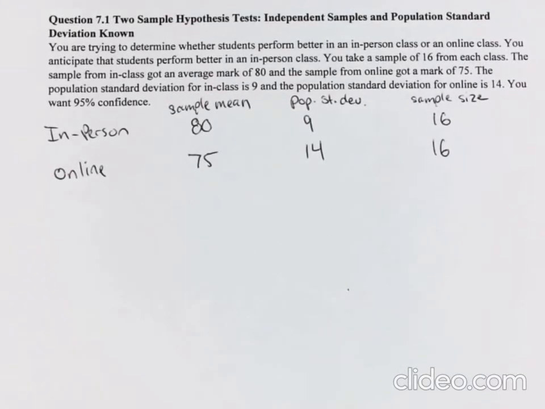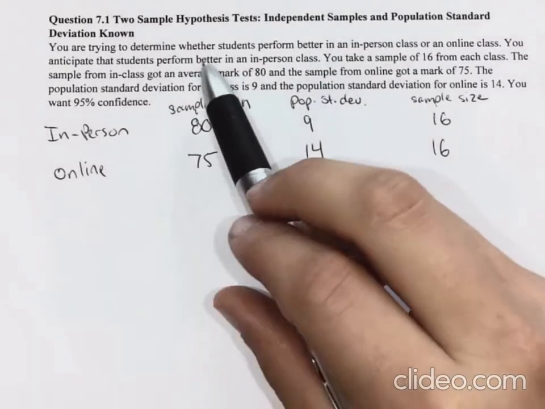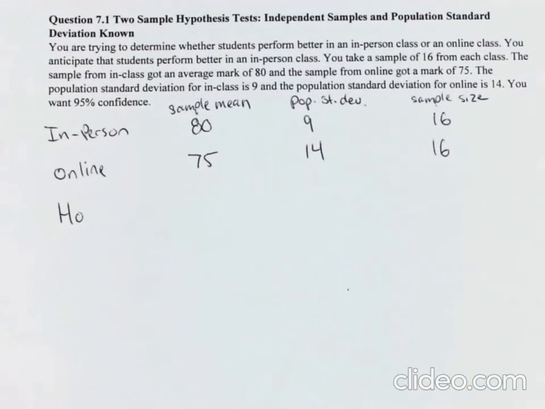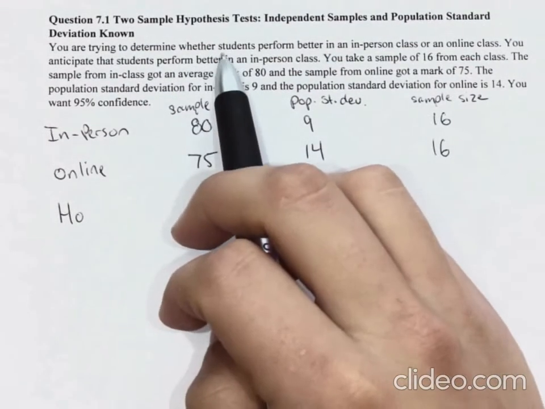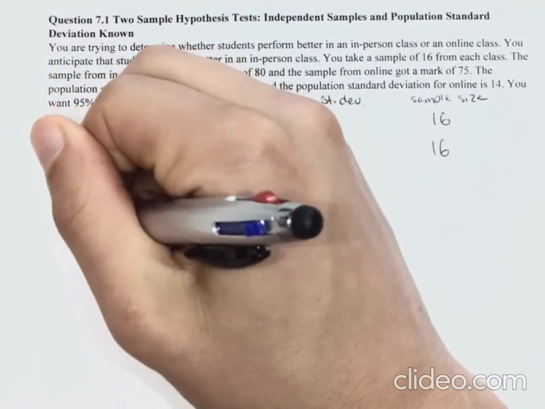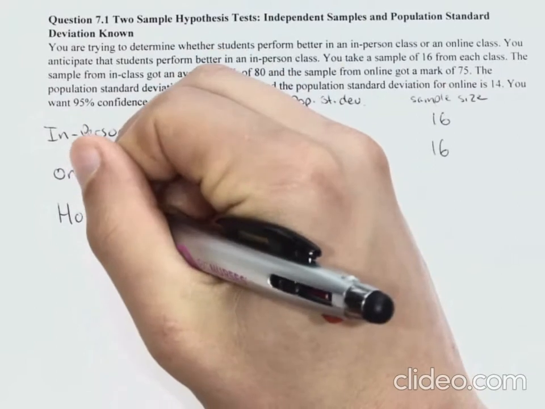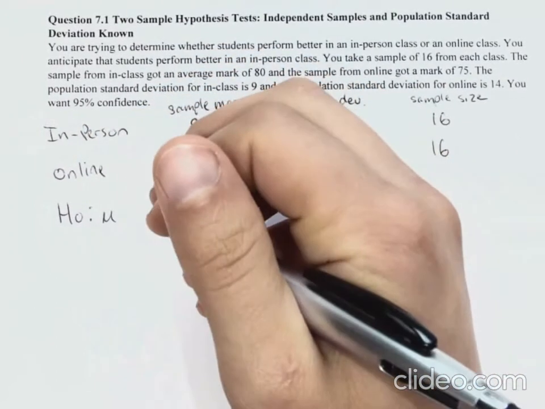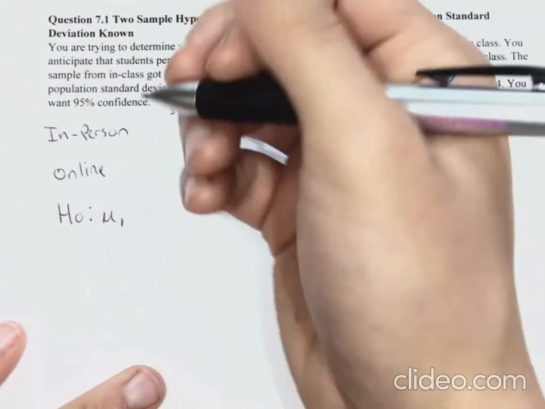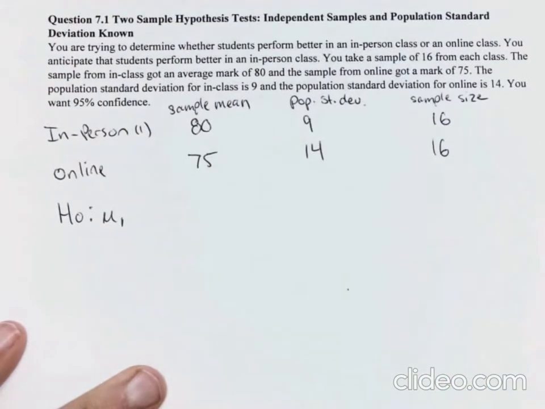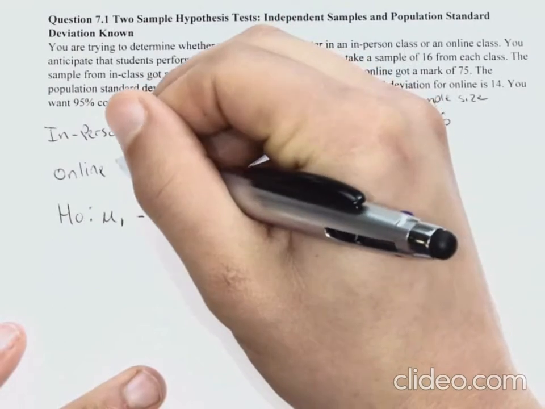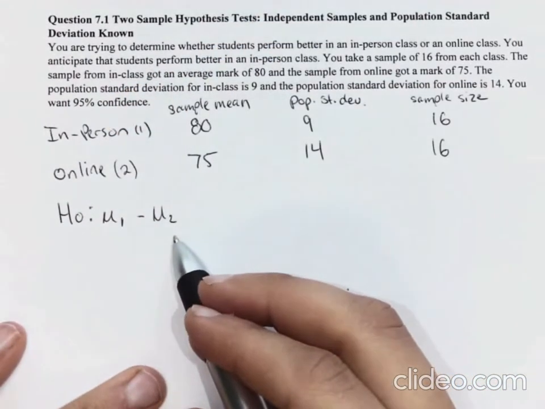Now we can set our hypothesis. Now our null hypothesis is what we anticipate. So our anticipation is that students perform better in an in-person class. So what we want to know is the mean of in-person class, which we'll call 1, less than the mean of online class, which we can delineate as 2.